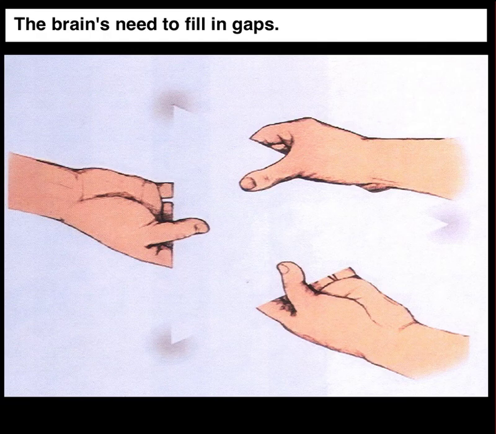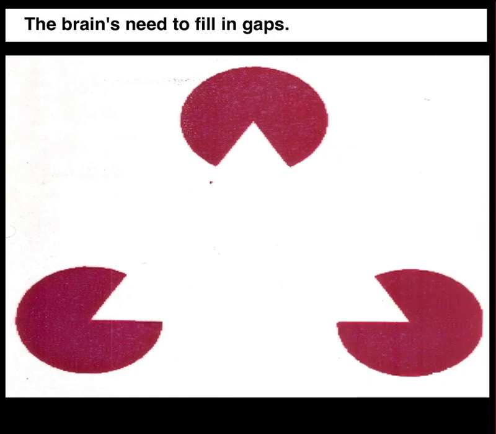However, your brain and my brain fills in the blank for us to get rid of the ambiguity. So we think we see a triangle, but there is no triangle there. Here's another example of the brain trying to make sense out of incomplete data.